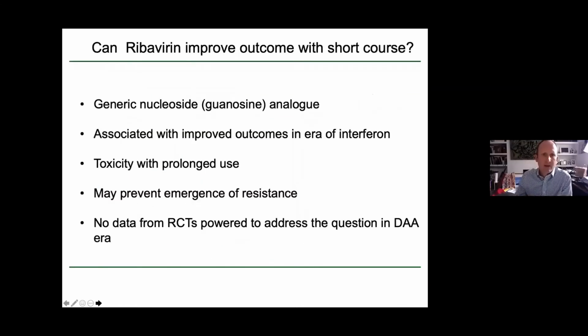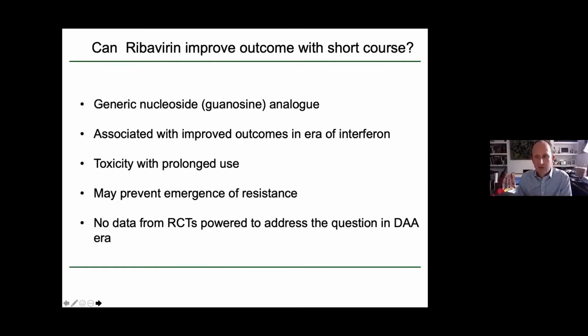And then obviously the other drug that's widely used that may be valuable is ribavirin, a generic nucleoside analog, which in the interferon era was added in to try and improve outcomes, but clearly has a toxicity profile, particularly with longer use, but may have a role in preventing the emergence of resistance when patients fail therapy. And I'll show you a bit of data related to that.